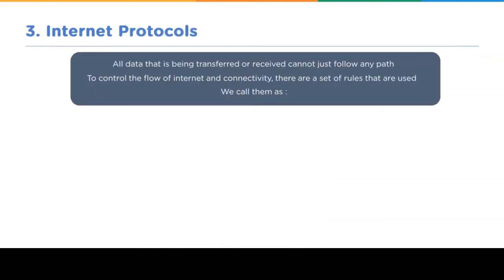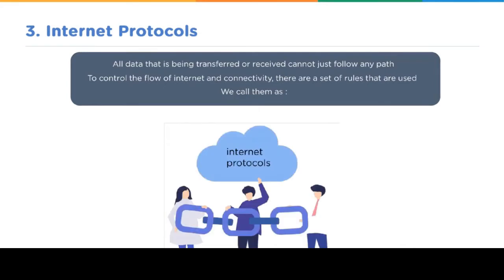When two computers are communicating with each other over the internet, they need to be able to understand each other and speak the same language. The data that is being transferred or received cannot just follow any path. To control the flow of data and connectivity, there is a set of rules known as Internet protocols. The protocol used on the Internet is commonly known as TCP/IP because the foundational protocols in the suite are the Transmission Control Protocol, which is TCP, and the Internet Protocol, which is IP.